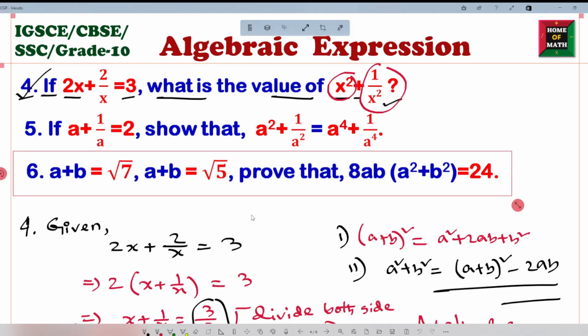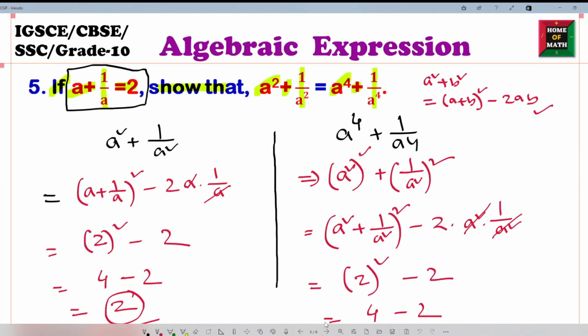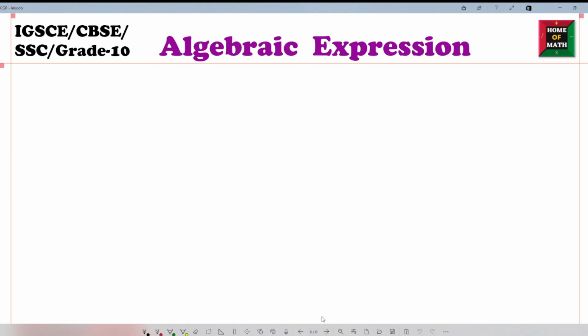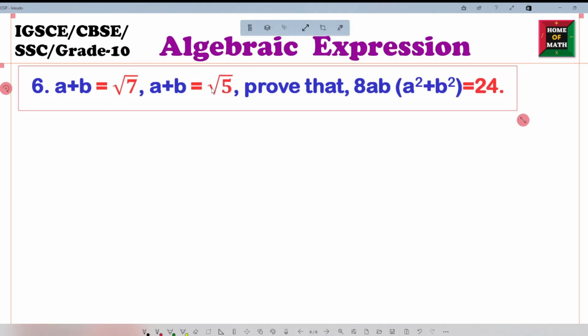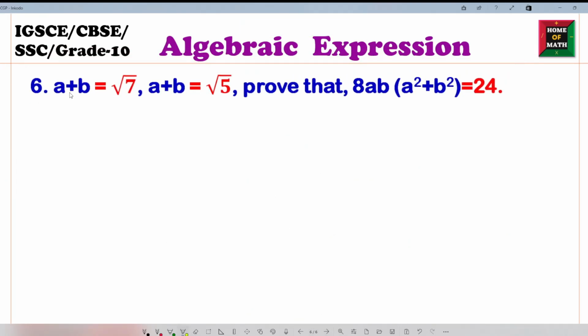Let's start. It's the most important of these. Here it says a plus b equals root 7, but it's not a plus b, actually here it is a minus b, a printing mistake. So we can write here minus: a minus b equals root 5, and prove that 8ab times a square plus b square equals 24. Let's start.